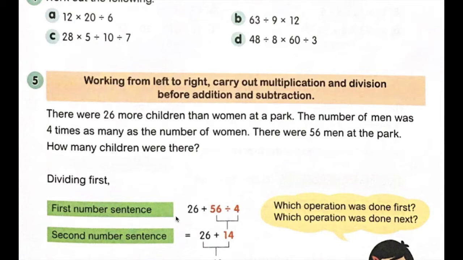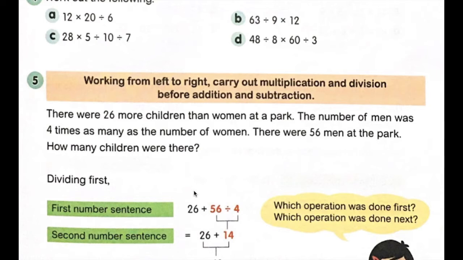First, katanya ada 26 lebih banyak anak-anak dibandingkan perempuan. Lalu, jumlah laki-laki 4 kali lebih banyak dibandingkan perempuan. Berarti kita harus cari perempuannya dulu. Kalau jumlah laki-lakinya lebih banyak 4 kali dari perempuan, yang diketahuinya hanya laki-laki. Jadi laki-lakinya dibagi 4, karena kan yang perempuannya lebih sedikit, atau seperempatnya dari laki-laki.